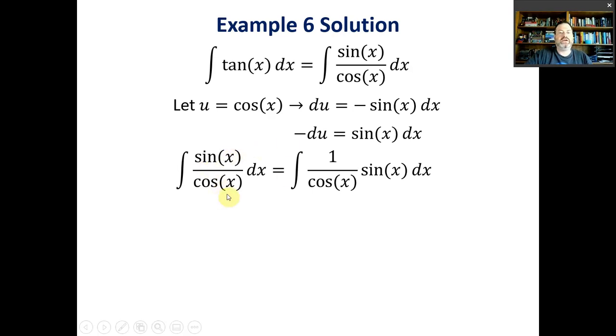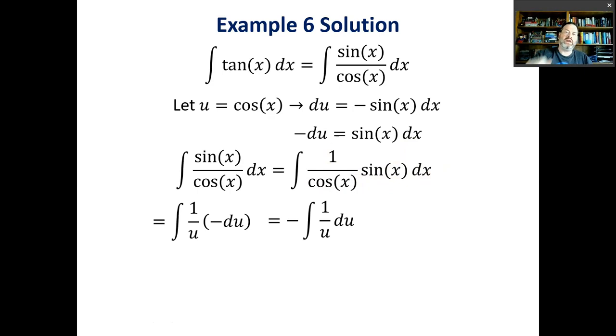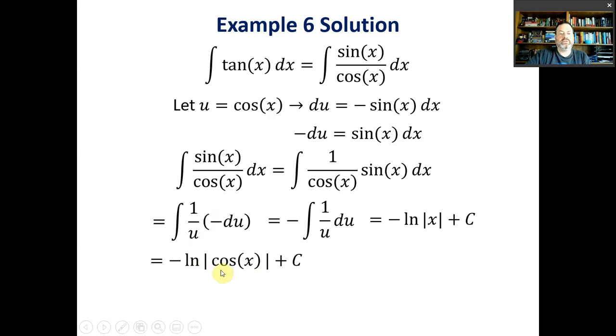So the integral of sine x over cosine x dx, I just moved it around so it looks better. So this whole thing is 1 over u. This whole thing is negative du. I'm going to pull the negative out front. Now I'm ready to do an integral. So this is just negative natural log of the absolute value of u plus c. Now we plug u back in, get negative natural log of cosine x plus c. Again, notice that we need the absolute value here. That's the rule.